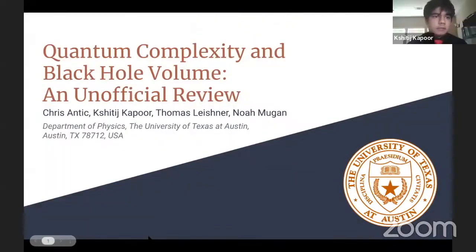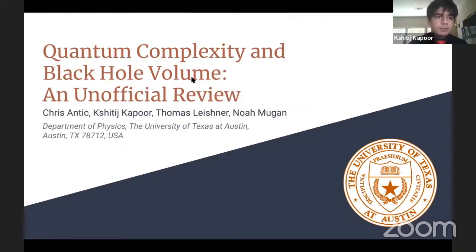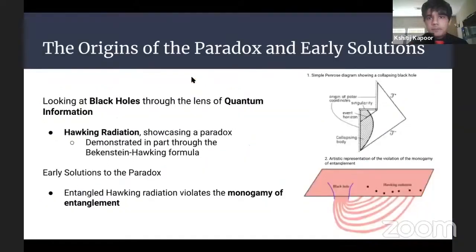Hi, everyone. This is Quantum Complexity and Black Hole Volume, an unofficial review by Chris Antic, Kshitij Kapoor, Thomas Leishner, and Noah Mugan. The largest open problem in physics is relating quantum field theory to general relativity. Black holes, given their incredible density, their curvature of spacetime, and their infinitesimally small singularity at their center, could demonstrate one case in which this conflict could arise.